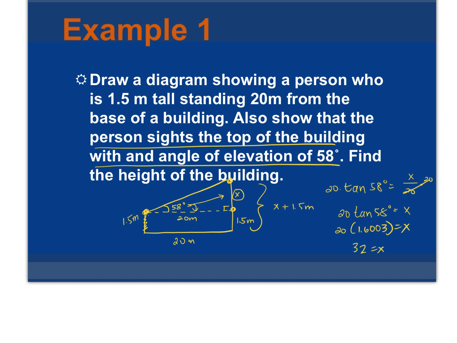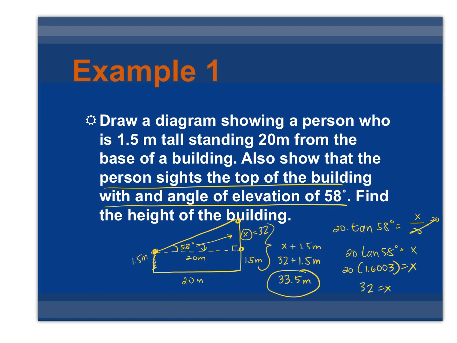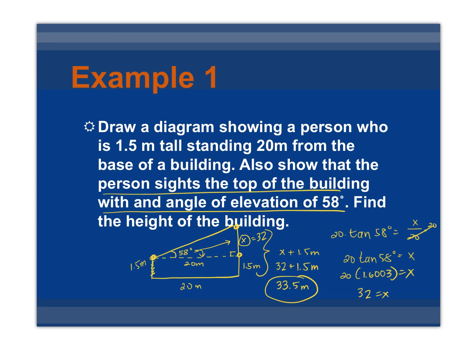So the height of the building, or x, is 32, but that's not the whole height of the building, is it? Remember that I have to add the 1.5 meters for the person, and so I'm at 33.5 meters as the height of the actual building. So again, just be careful with those elevations. Is the elevation coming from your line of sight, or is it coming from the ground? Because that is going to be a little bit different answer each time.